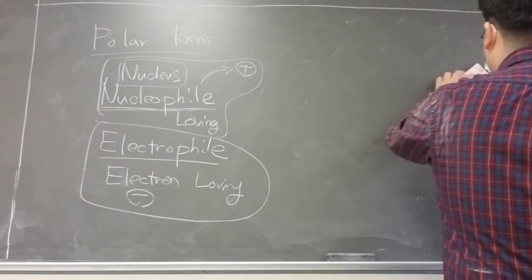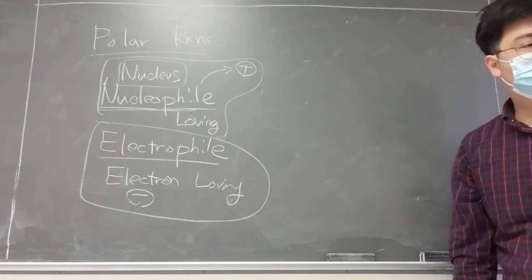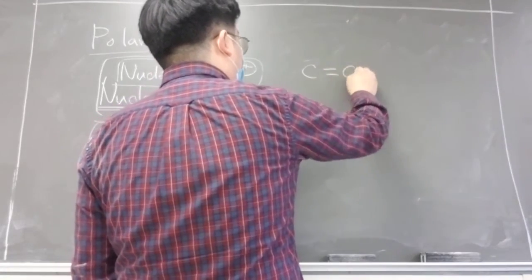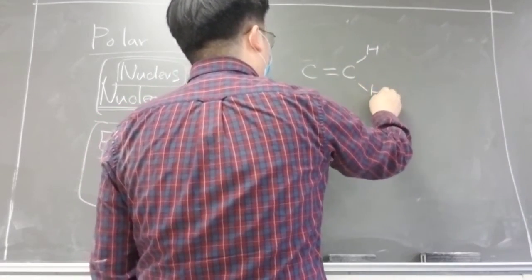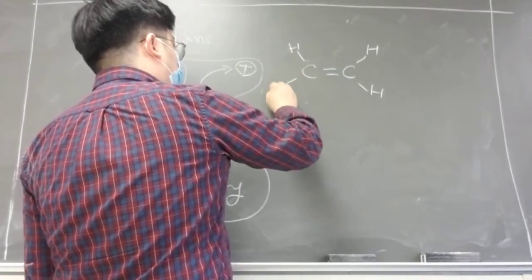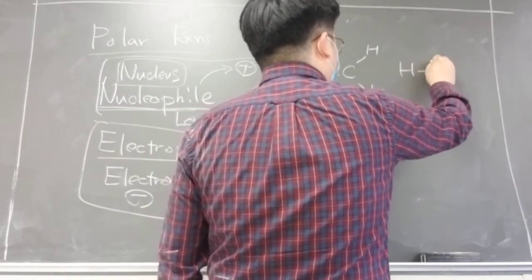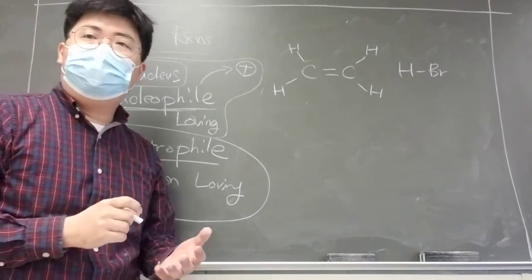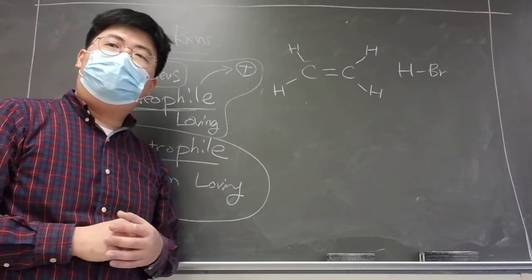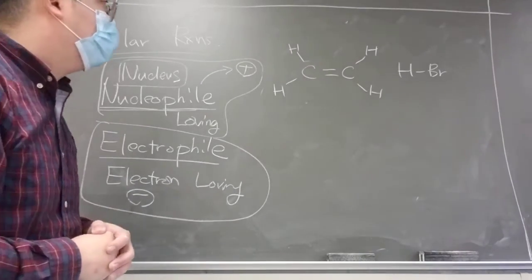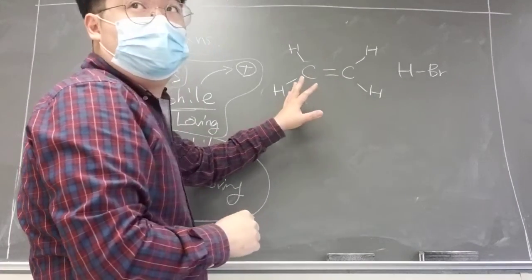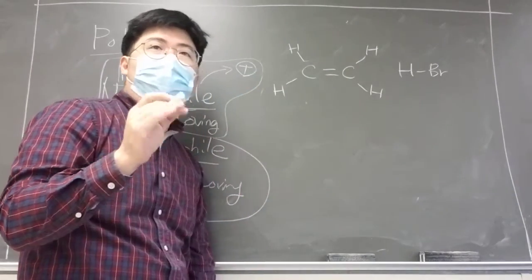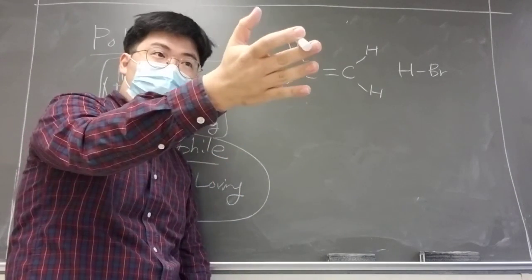So here's the thing. One of the examples I gave you 2 weeks ago before the exam was this one. You have ethylene, or you can call this ethene, either way it's fine, and hydrobromic acid here. So this is a typical addition reaction we covered in the first part of chapter 6. Let me just remind you of this one. This is a double bond. Double bond is made of what? One sigma bond and one pi bond.